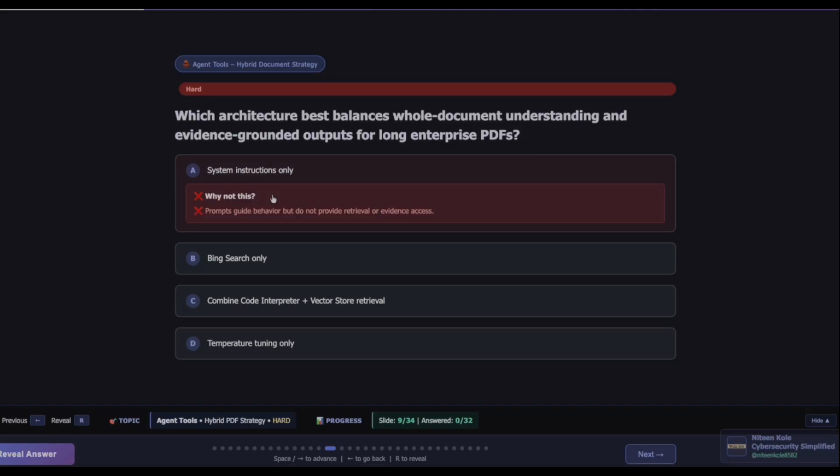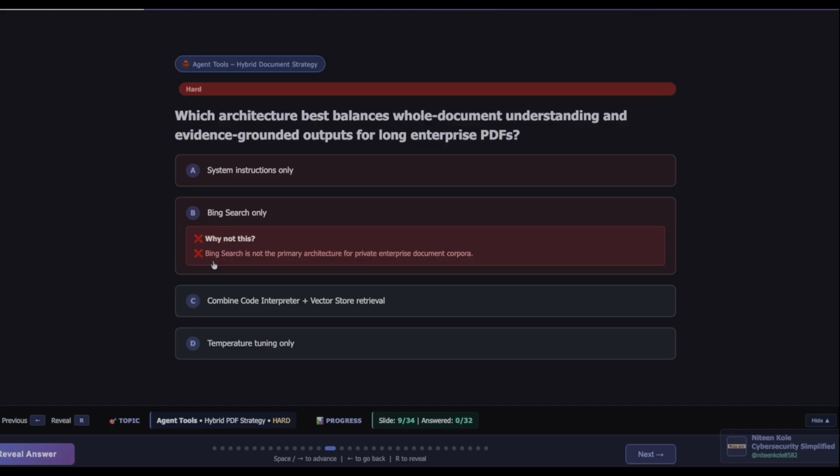Option A, system instructions only. System instructions tell the model how to behave. Example: be professional, be concise, be helpful. But instructions don't help the model understand a 500-page PDF. They also don't provide supporting evidence. So option A is out. Option B, Bing search, helps find information on the internet, so this is straight away out.